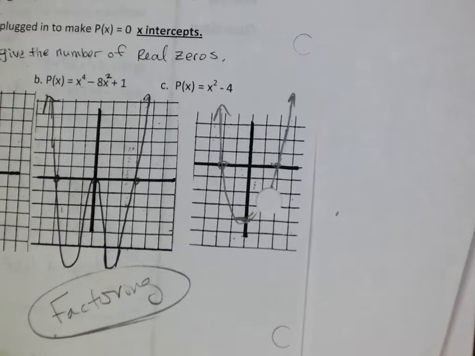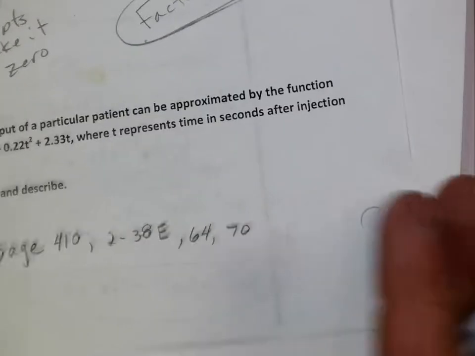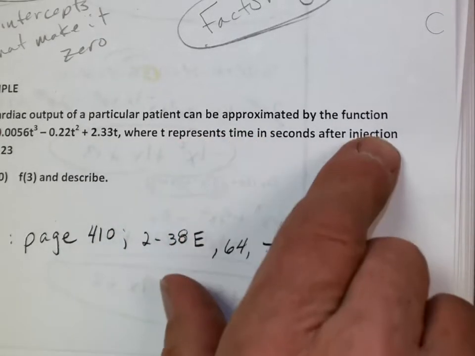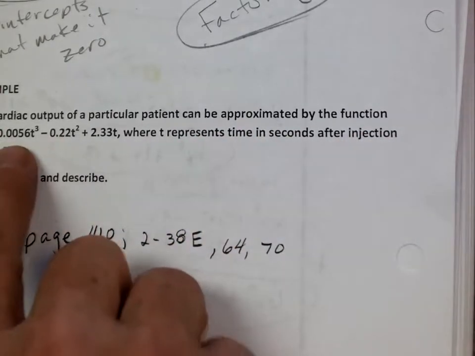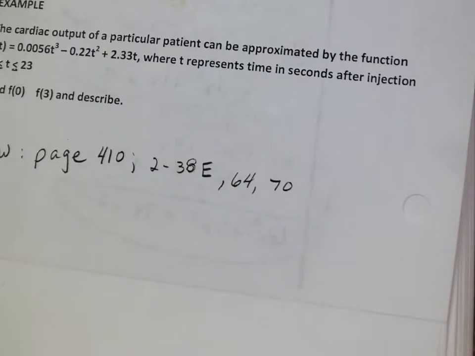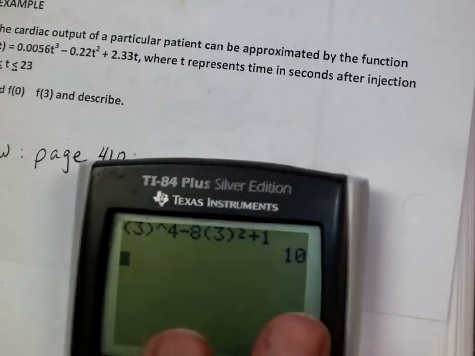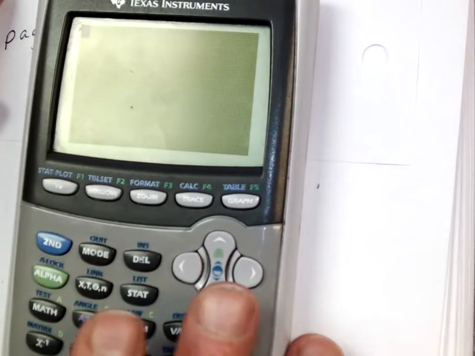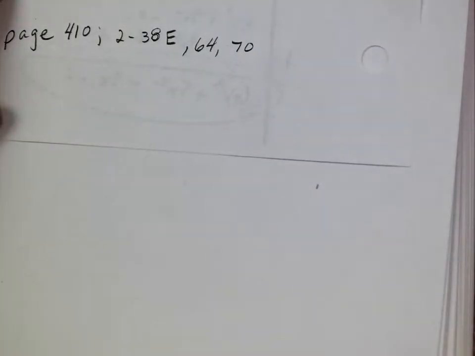Okay, last example. A cardiac output of a particular patient can only be approximated by the function given in the problem. If I could see this problem, it's going to help me. So let's see if I can find it. Can I graph this? If I can see this graph, I can do it.